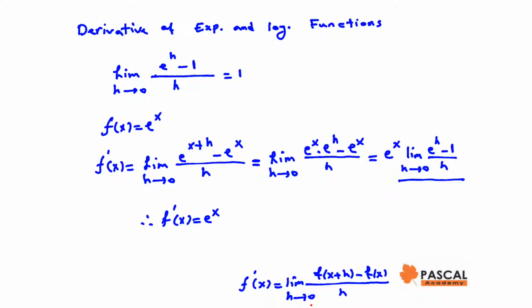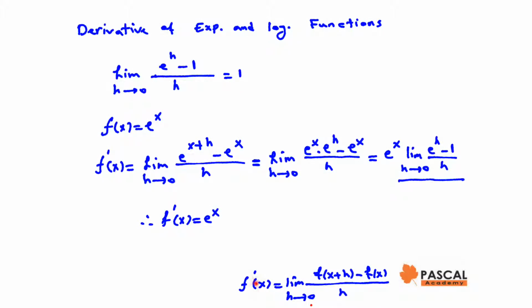In this lesson, we are going to work on the derivative of exponential and logarithmic functions. By using a table of values, we can see the limit of (e^h − 1)/h as h approaches 0 is 1.